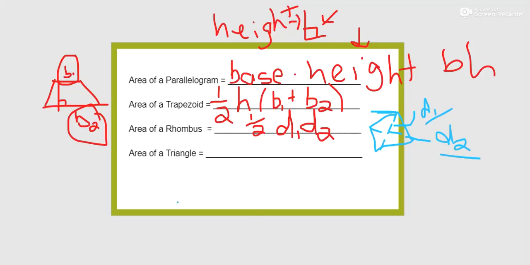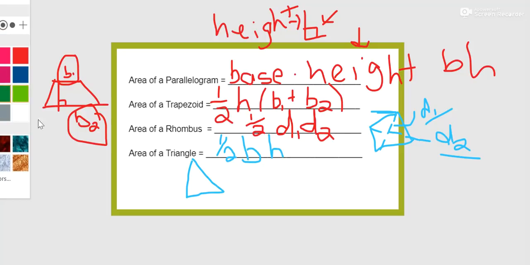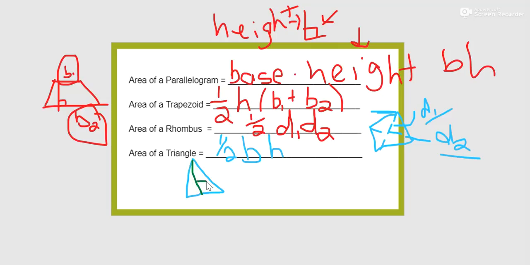And then for our triangle, our triangle is 1/2 of our base times our height. Remember, I said our height is whatever comes down and makes the right angle. That would be our height.